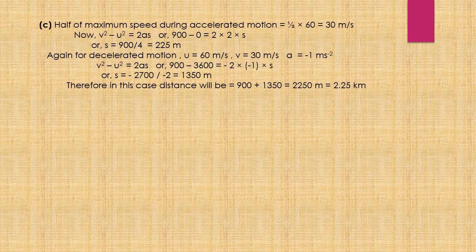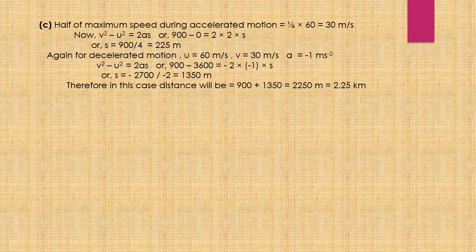Here part C, half of maximum speed during the accelerated motion is equal to 1 by 2 into 60, that is 30 meter per second. Now using the equation v square minus u square is equal to 2as, putting the values we get 900 minus 0, this is equal to 2 into s, or s is equal to 900 upon 4, that is equal to 225 meter. Again for decelerated motion, u is equal to 60 meter per second, v is equal to 30 meter per second, so acceleration is equal to minus 1 meter per second square.